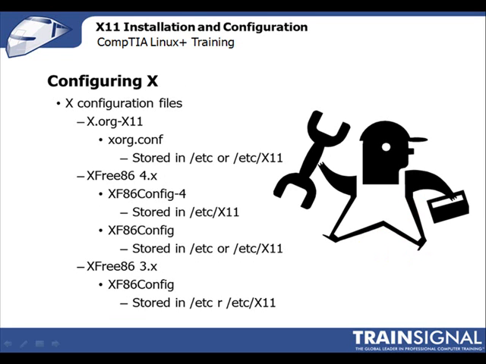Once you've obtained information from one of the configuration tools, you can use that same information to modify your configuration files. As you've probably guessed, configuration files will be different depending on your X server. For X11, the file is xorg.conf and is usually stored in either /etc or /etc/X11. For XFree86 4.x, there are two possible files. The first is XF86Config-4, which is usually stored in /etc/X11. The second potential file is XF86Config, and that's either stored in /etc or in /etc/X11.